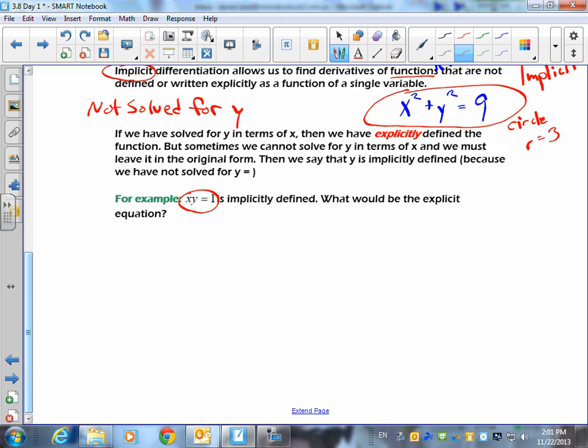Will you take 20 seconds on your own and make it explicit? Go ahead. Implicit means not solved for y. Some of you didn't even take 20 seconds. If implicit means not solved for y, explicit means solved for y. They are opposites of one another. What'd you get?